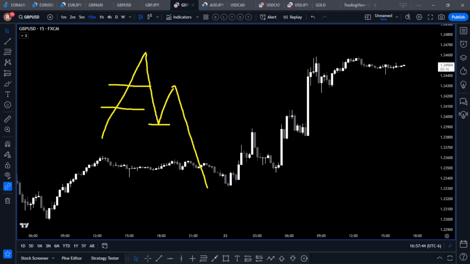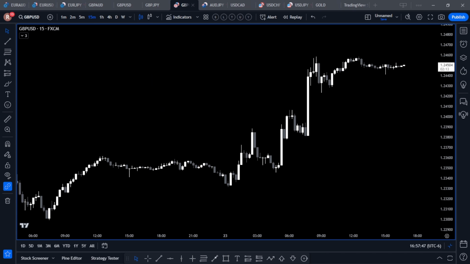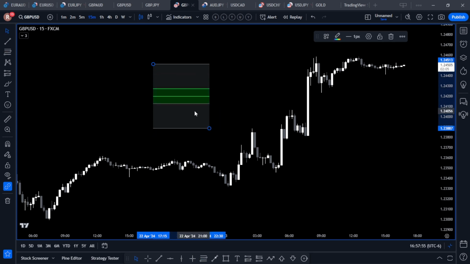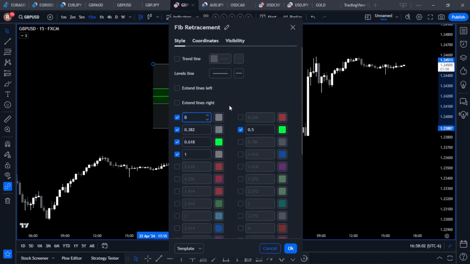So let's get rid of this. And from here, I'm going to throw on my Fibonacci tool. So we've got this Fibonacci retracement tool. And like I said, I've got it set up in a way that shows me that midsection. Now, if I double click on this, these are the settings, the 38.2, the 61.8, and that 50% level. That is the green line right in the middle. And underneath this, we've got the 78.6. So that is the 78.6 retracement.